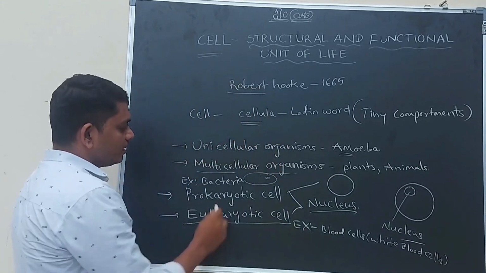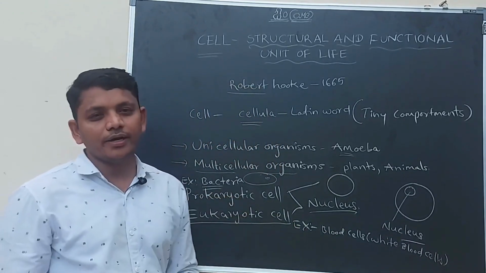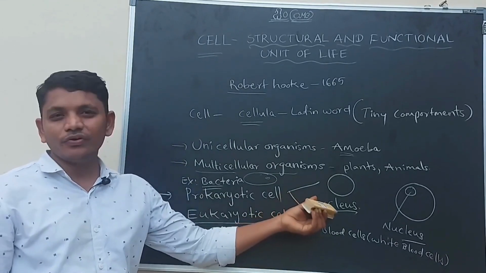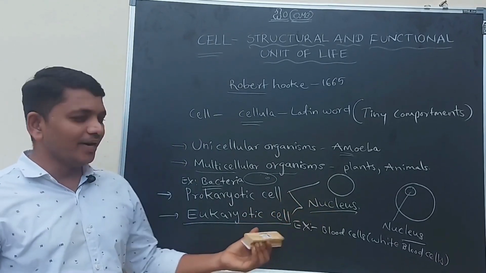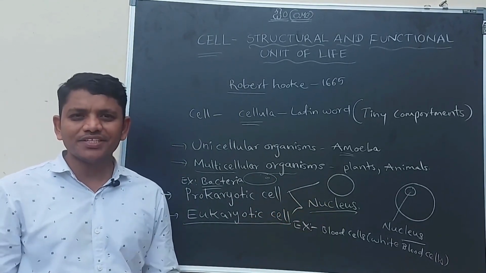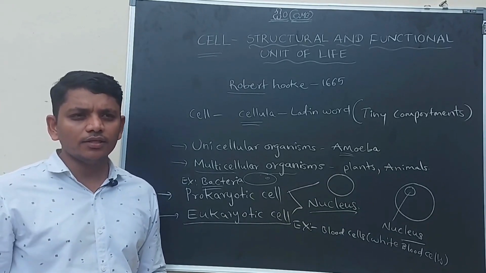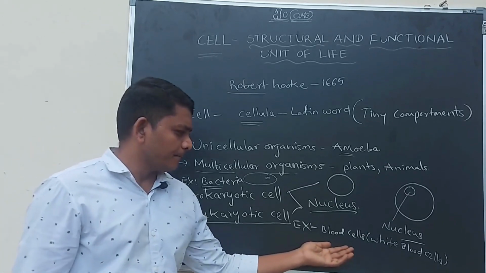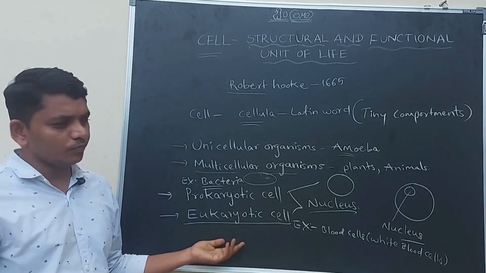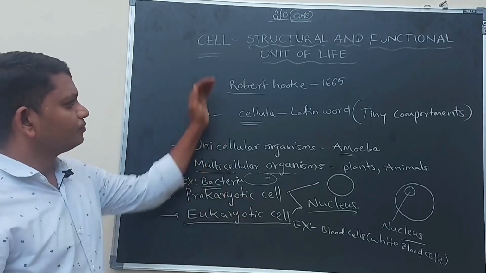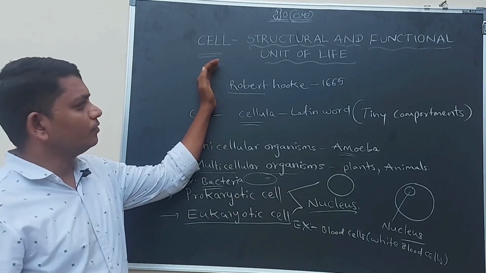And prokaryotic cell, the best example is bacteria. In bacteria cells, there is no nucleus in the cell. In blood cells, nerve cells, muscle cells, everything I mentioned as examples, they have a nucleus in the cell. So here we discussed who discovered the cell.